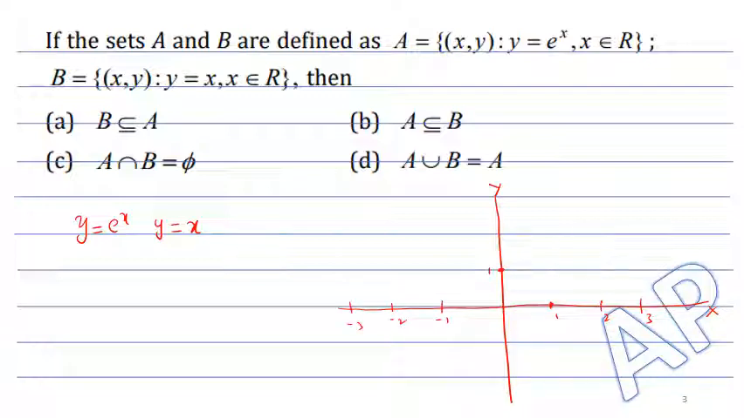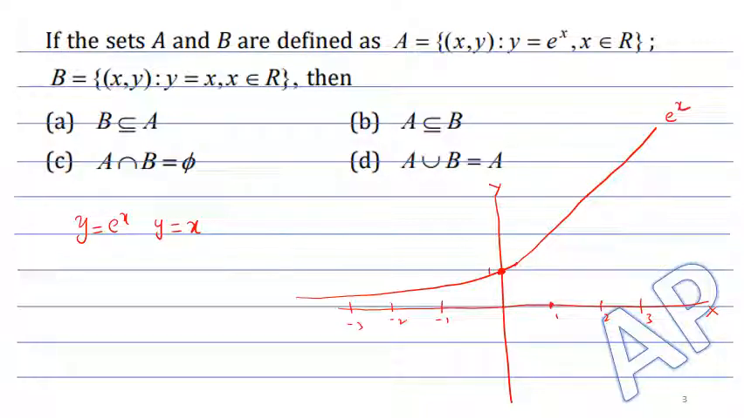Y is equal to e to the power of x. You know that when x equals 0, y is equal to 1. That means the graph of e to the power of x will pass through this point 1. And it will be like this. Look, it comes like this. Roughly I am sketching this graph. So it goes on like this. This is e to the power of x. This is the graph of e to the power of x.